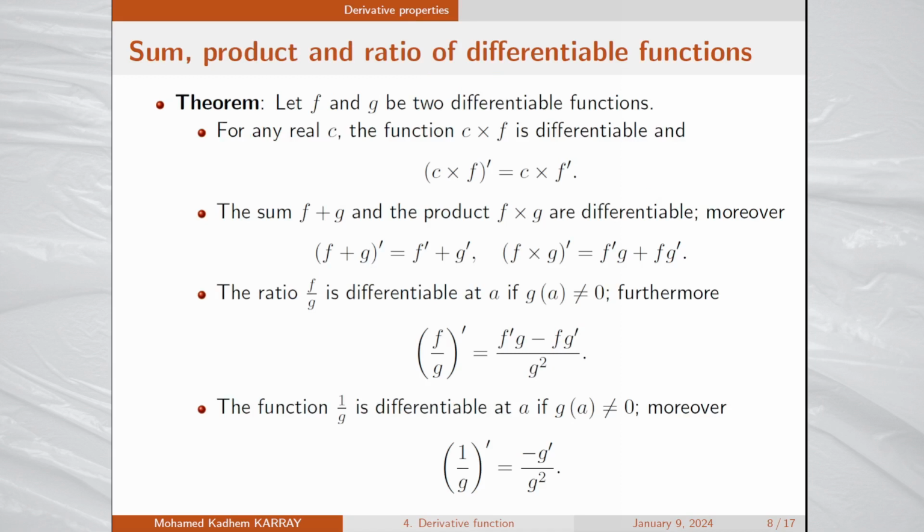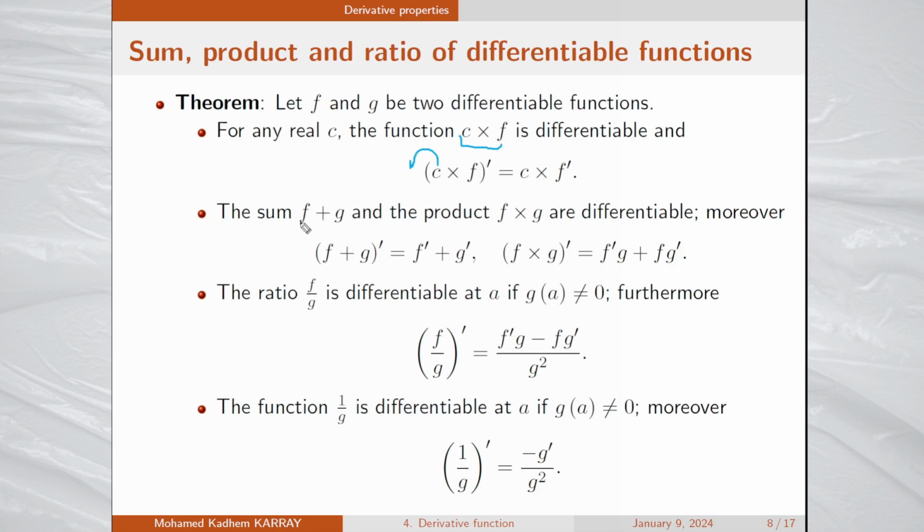The following theorem is very useful in practice. It concerns the sum, the product, and the ratio of differentiable functions. Let's give the precise statement. Consider two functions f and g to be differentiable functions. Then for any real number c, the function c multiplied by f is differentiable, and c f prime equals c multiplied by f prime. So you see that the constant may go outside here, and we get c multiplied by the derivative of the function f.